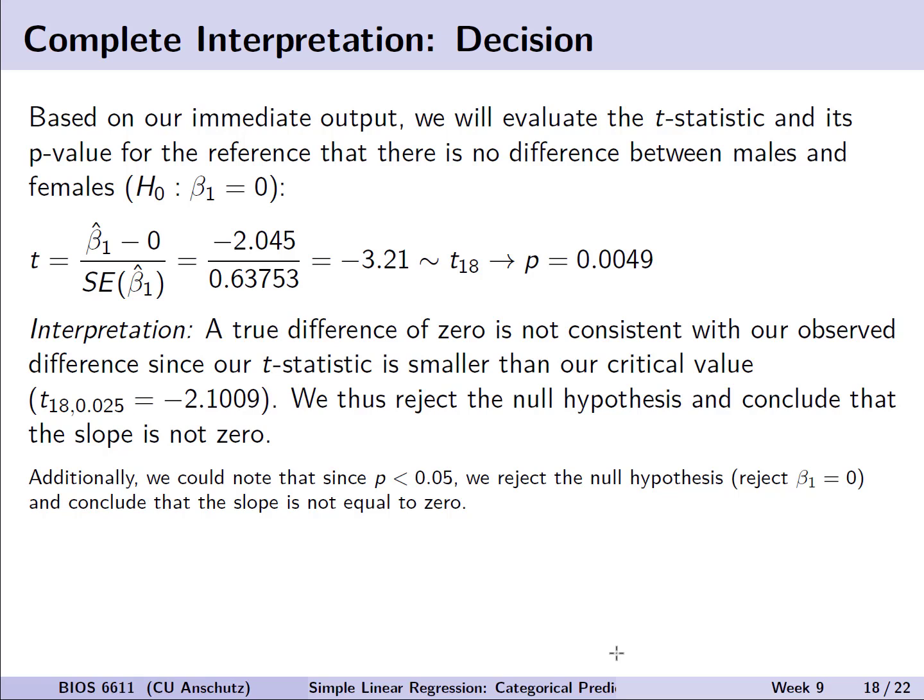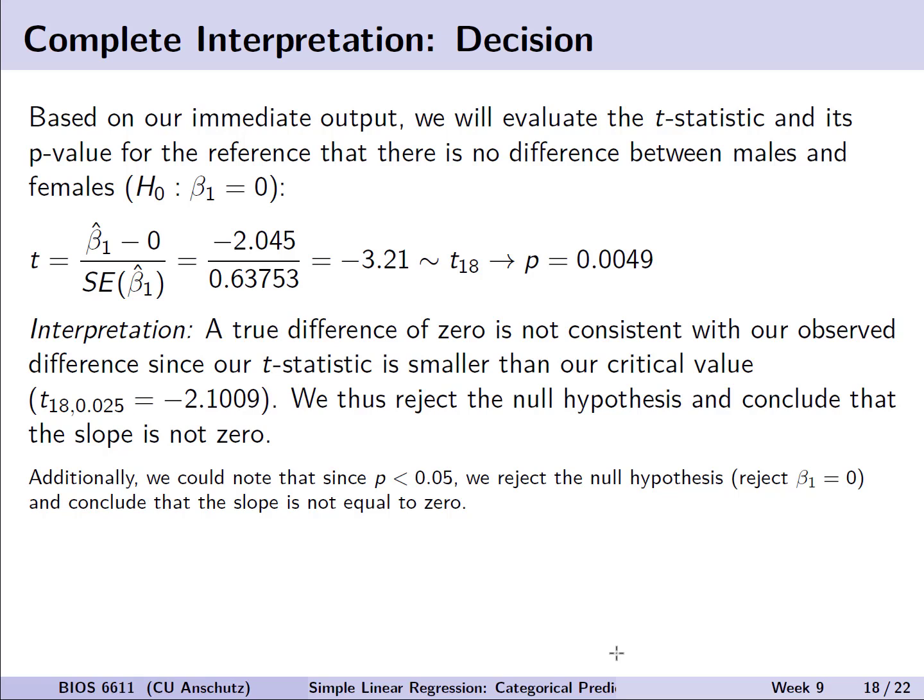And we see then that's distributed as a t-distribution with 18 degrees of freedom, which would correspond to a p-value of 0.0049. In other words, a true difference of 0 would not be consistent with our observed difference, since our t-statistic is smaller than our critical value. We thus reject the null hypothesis and conclude that the slope is not 0.